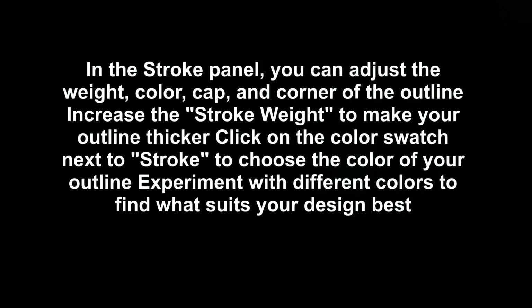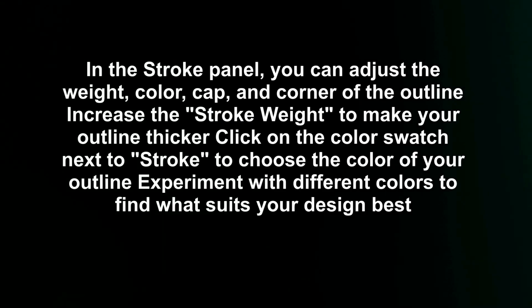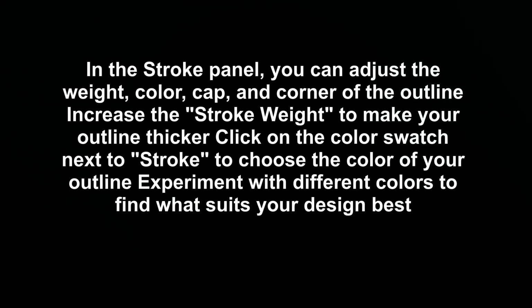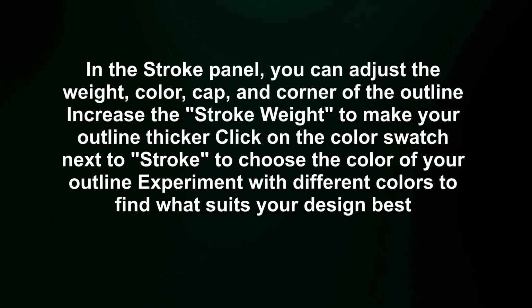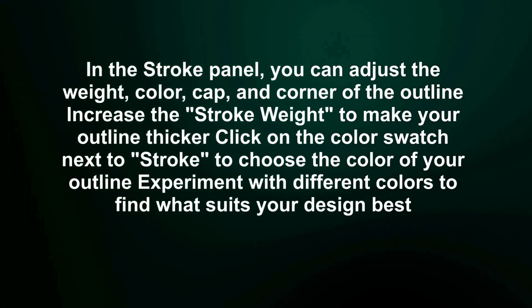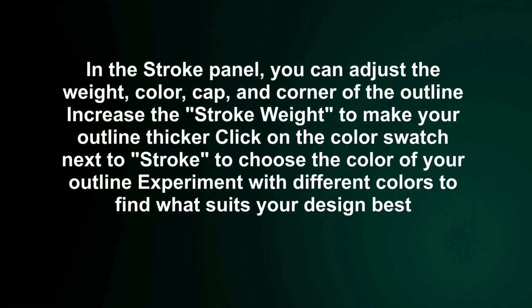In the stroke panel, you can adjust the weight, color, cap, and corner of the outline. Increase the stroke weight to make your outline thicker. Click on the color swatch next to stroke to choose the color of your outline. Experiment with different colors to find what suits your design best.